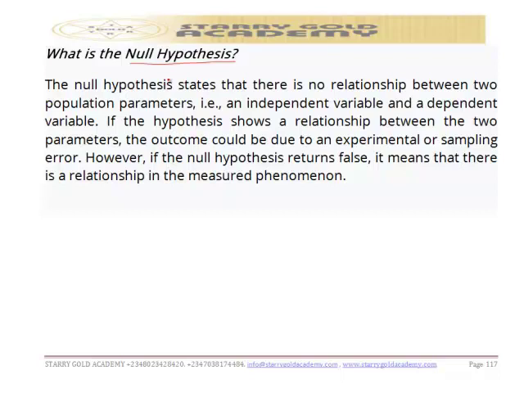And the other thing is that null hypothesis states that there is no relationship between two population parameters, that is, between independent variables and dependent variable. If hypothesis shows a relationship between the two parameters, the outcome could be due to an experimental or sampling error. However, if null hypothesis returns false, it means that there is a relationship between the measured phenomenon.